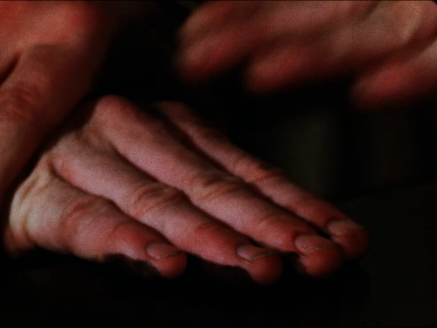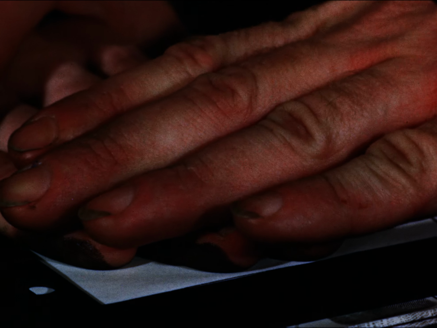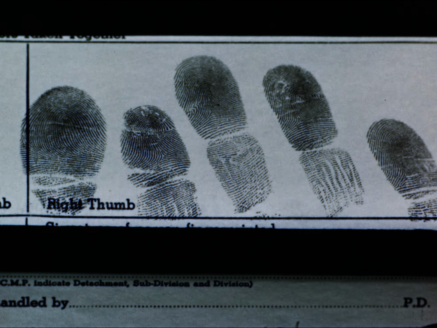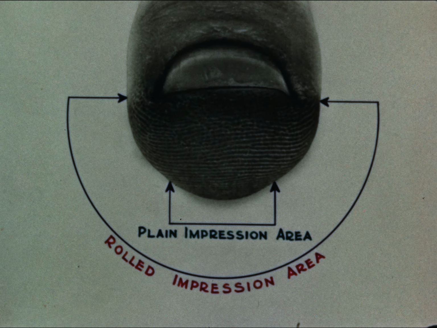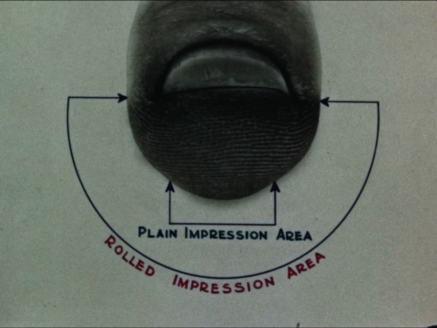There is also the plane impression. In this type of impression, only the central portion of the friction surface is recorded. The plane impression is approximately 1/3 the area of the rolled impressions.